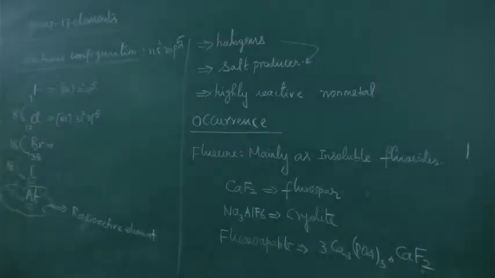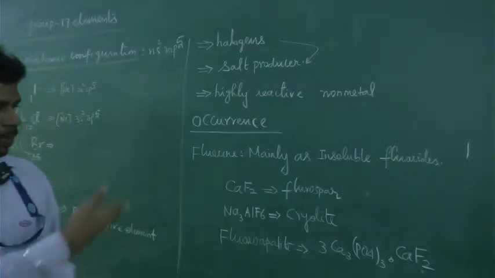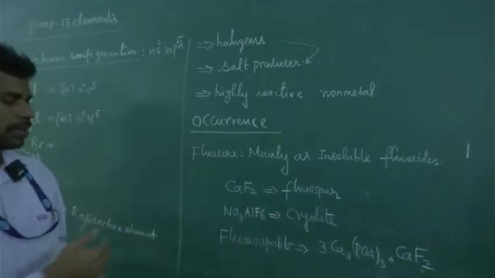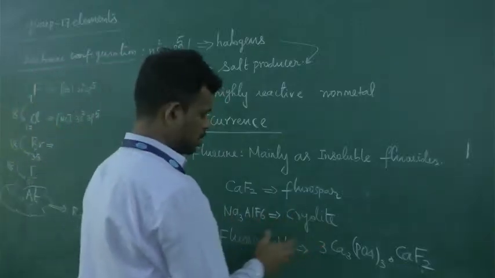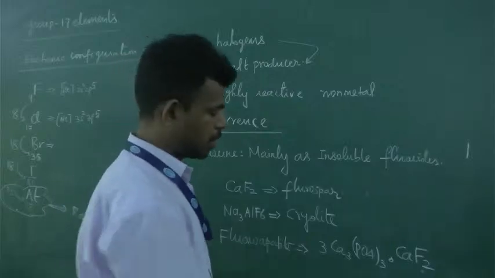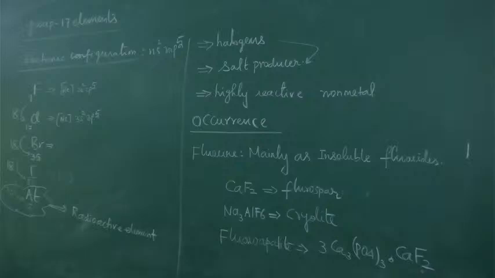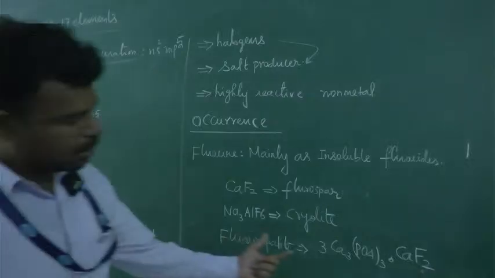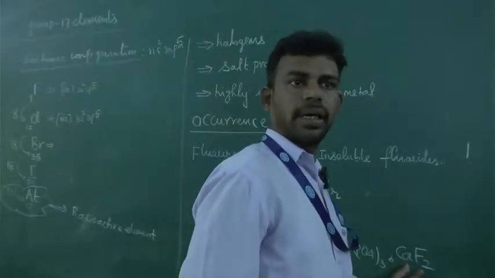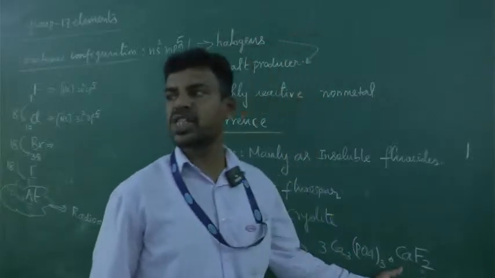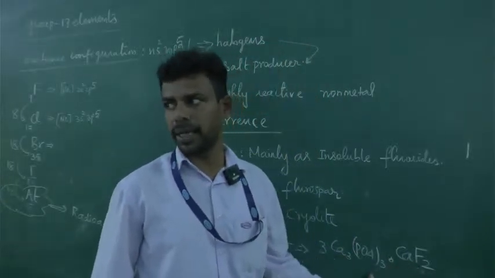So fluorine occurs in the form of fluorides. Examples: calcium fluoride, cryolite, and fluoroapatite, whose general formula is as given. That is the apatite formula. Is it clear? Here there will be X2; if it has fluorine, it is fluoroapatite.